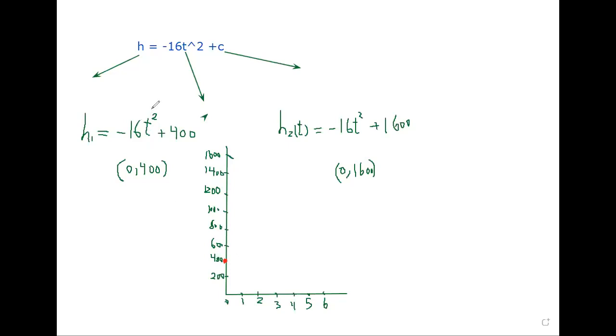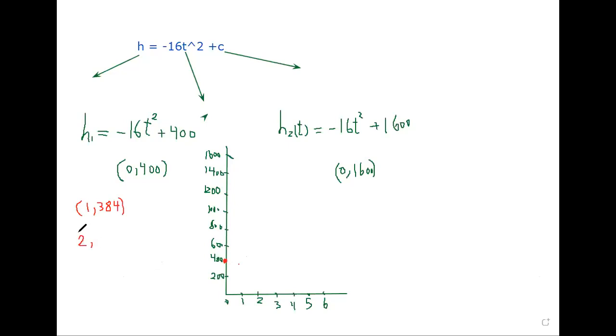If we substitute the value of t by 1, or if you calculate the value of t by 2 or by 3, could you please tell me? It will be negative 16 plus 400. It will be 384. So it will be 1 and 384. Okay. And then 2 and what?